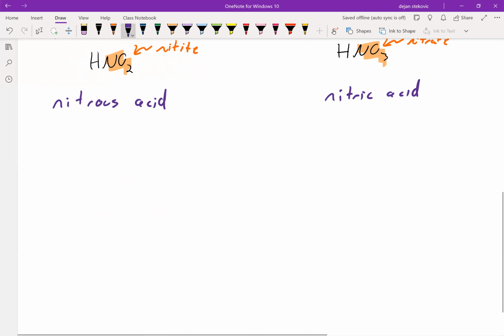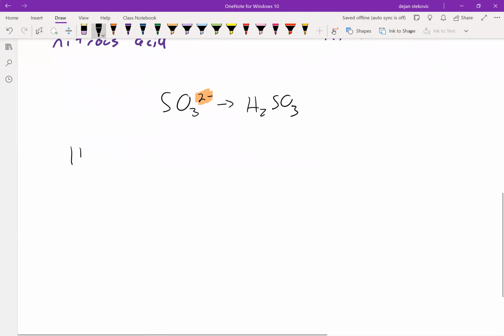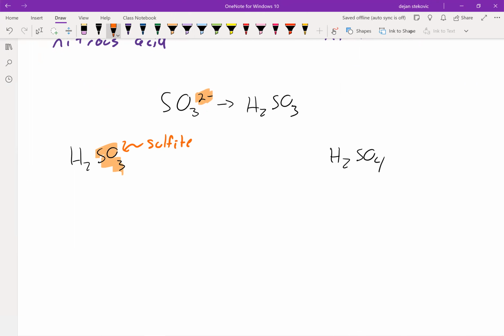Let's take a look at some other examples, and these are pretty much the only examples we'll use. SO3 2 minus, if you think about how many hydrogens that would have, that has a 2 minus charge, that'd be H2SO3, right? So we have H2SO3, and of course we could also have H2SO4. If we think about the SO3, that's sulfite. If we think about the SO4, that's sulfate.